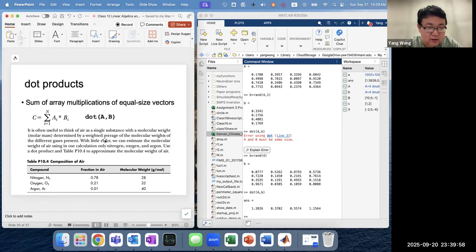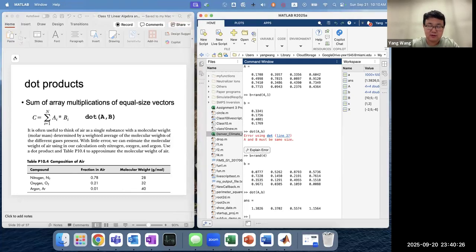It's often useful to think of air as a single substance with a molecular weight determined by the weighted average of the molecular weights of the different gases present. With little error, we can estimate the molecular weight of air using a calculation only including nitrogen, oxygen, and argon. You can use the dot product to calculate the molecular weight of the air. Theoretically, it's just the fraction multiplied by molecular weight, and add them together.